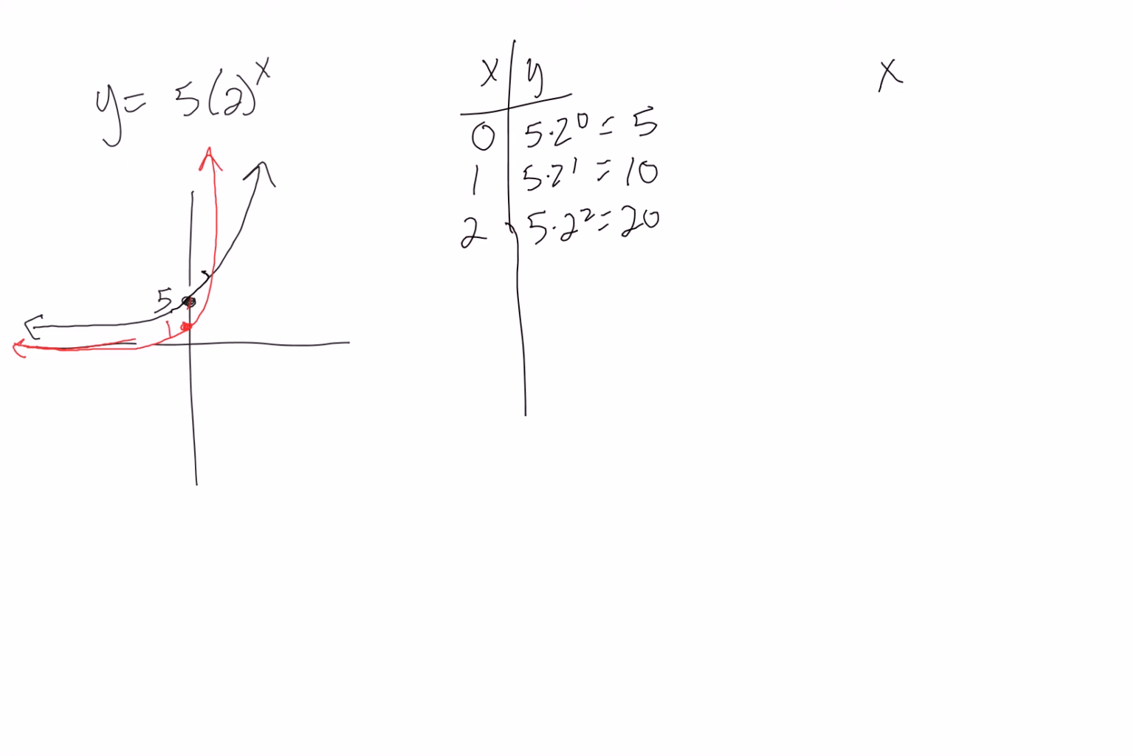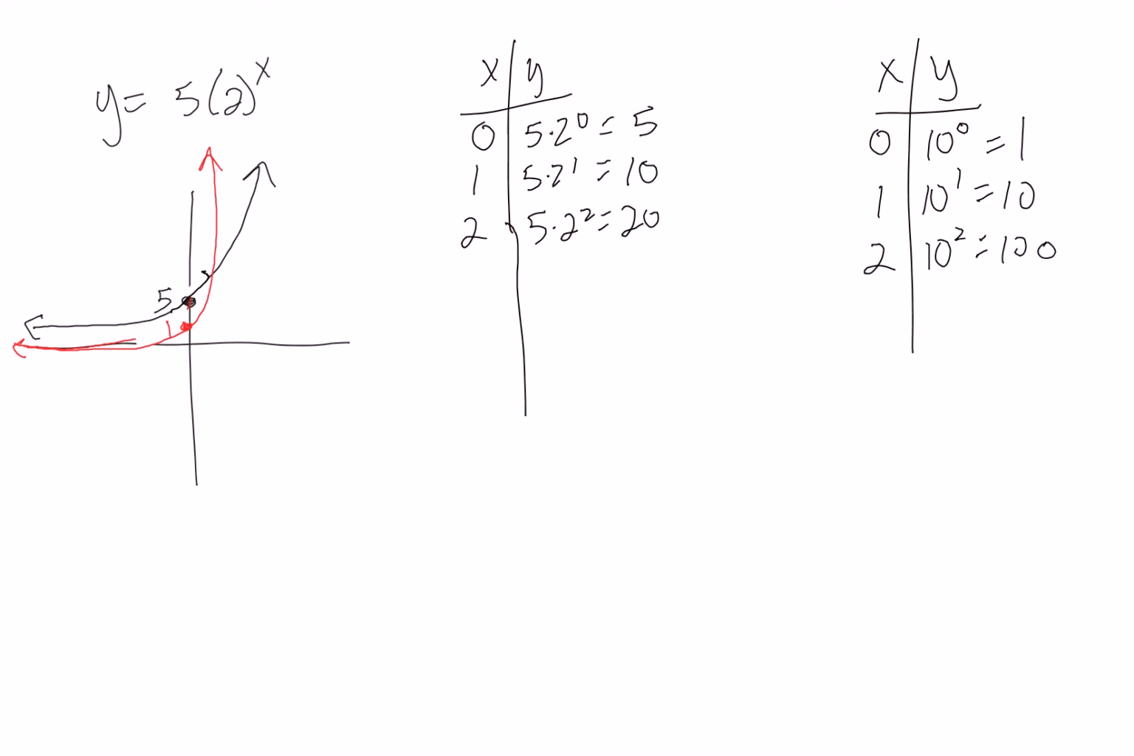When we did our other one, let me just put the other one back up. So when we had 10 to the 0, that was 1. We had 10 to the 1, that was equal to 10. 10 to the 2, we got 100, and so on. So you can see in this case, the difference between the two equations is sort of where they're starting and how much they're going up by.